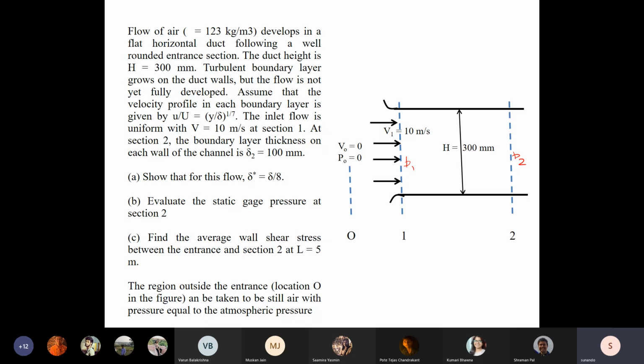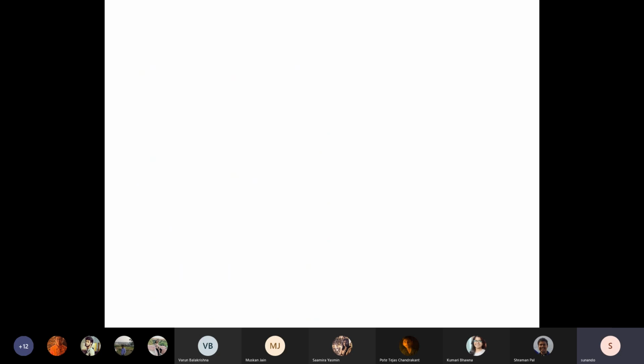So that's one of the considerations that we need to be clear about when we solve the problem. So let's first see that we need to prove that delta star is equal to delta by 8.